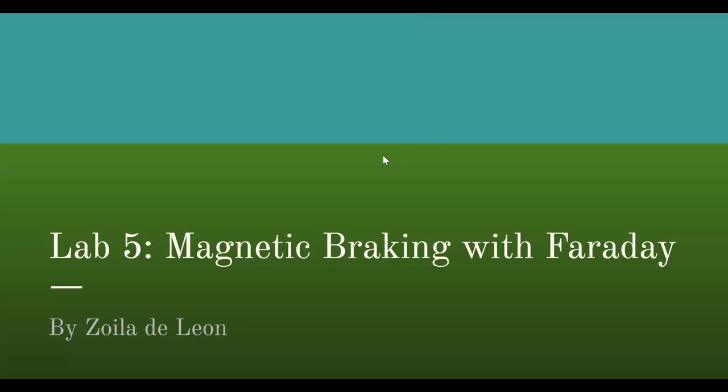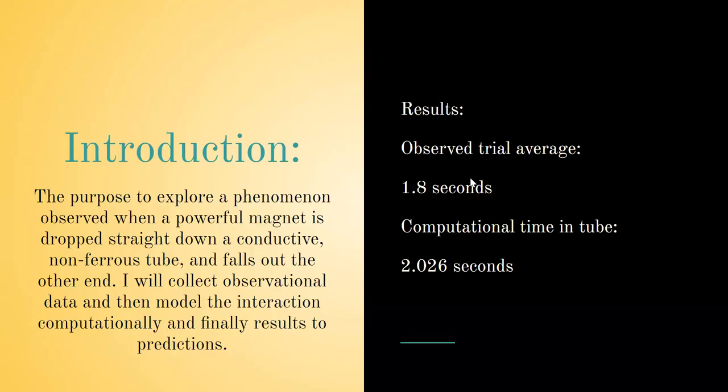Lab 5, magnetic braking with Faraday's law. The purpose of the lab is to explore a phenomenon observed when a powerful magnet is dropped straight down a conductive tube and falls out the other end. I will collect observational data and model that interaction computationally, and finally compare the results to predictions.